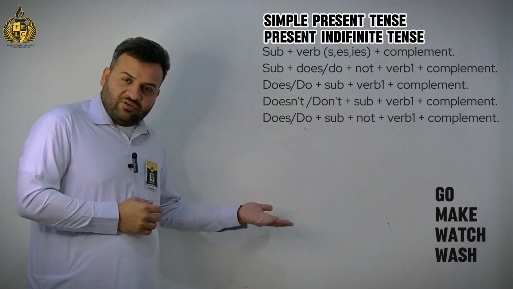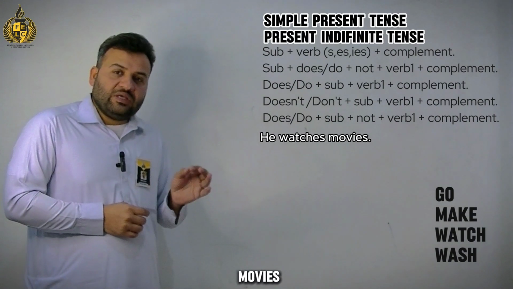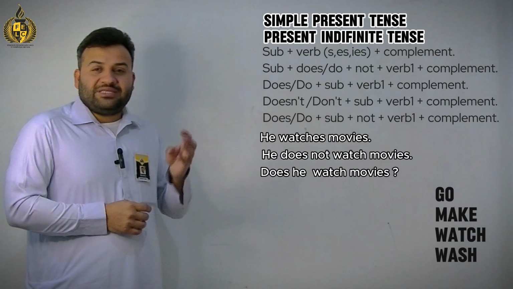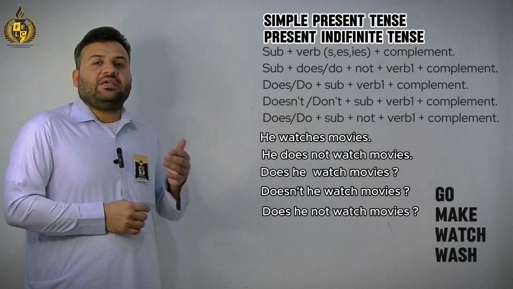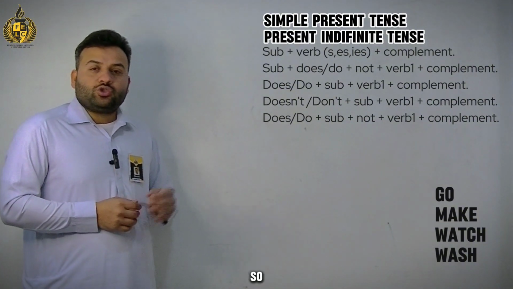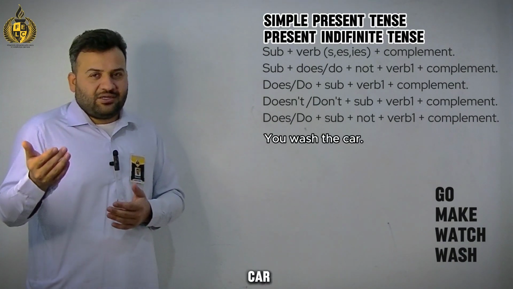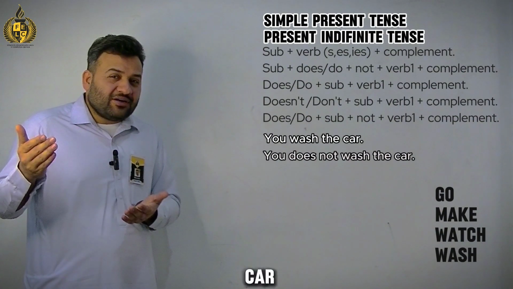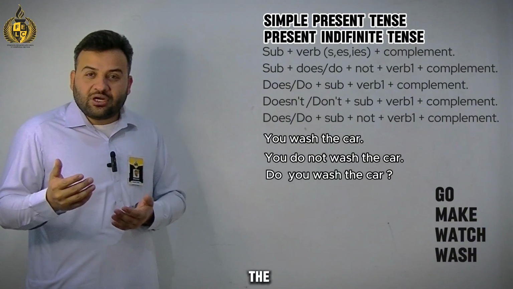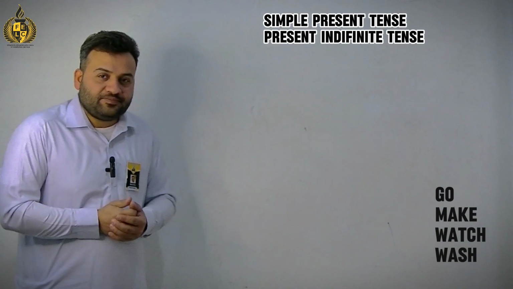Let me use the third verb, which is watch. He watches movies. He does not watch movies. Does he watch movies? Doesn't he watch movies? And does he not watch movies? And the fourth verb is wash. If I change the subject to you, you wash the car. You does not wash the car? No, it's wrong. You do not wash the car. Do you wash the car? Don't you wash the car? And do you not wash the car?